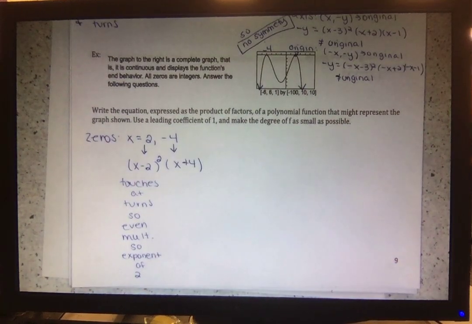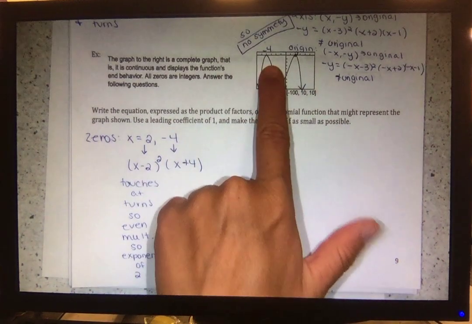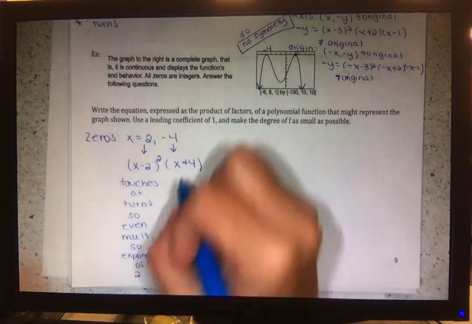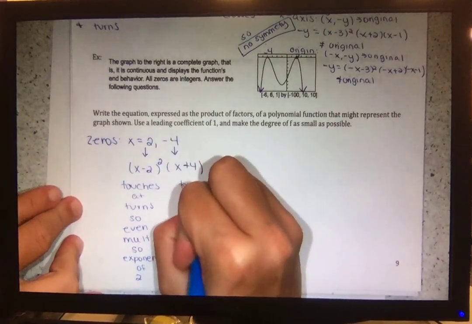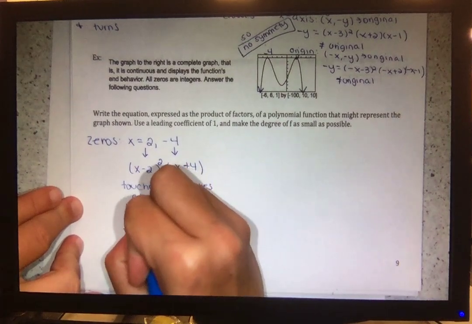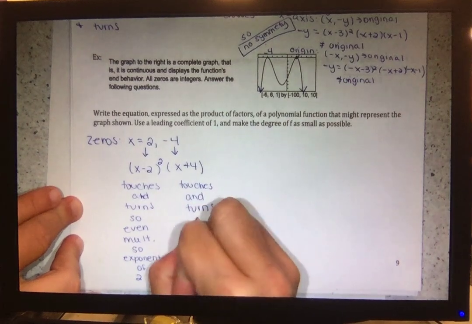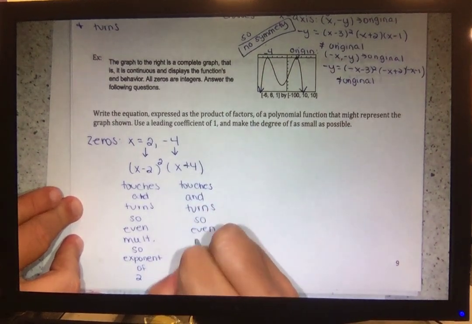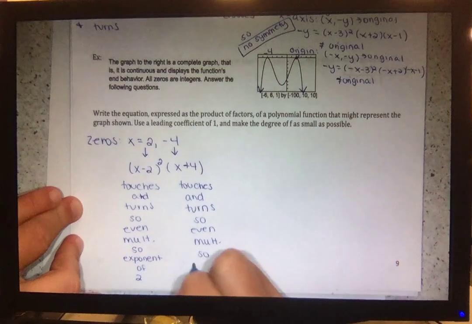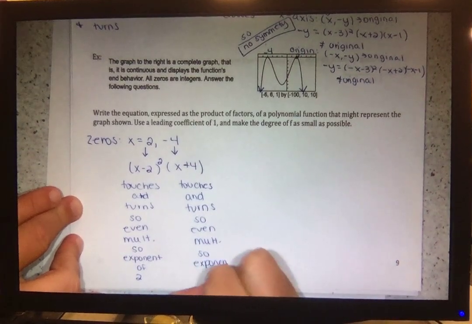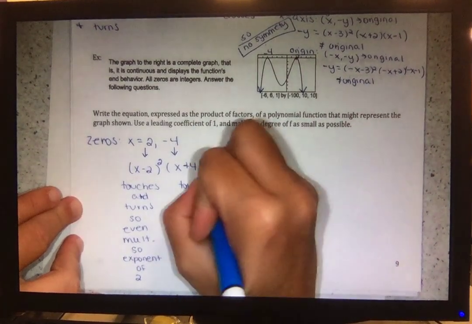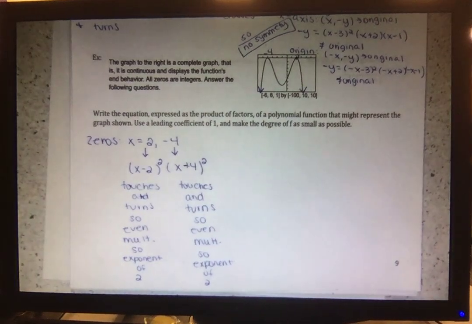x plus 4. Looking at that factor, looking at that zero. Same thing. Yeah, it bounces, or touches and turns, so even multiplicity, so an exponent of 2, again our smallest even number. So x minus 2 squared, x plus 4 squared. What else do you see? So we found the zeros, we found if it touches and turns, all that good stuff. What else does the graph tell you?